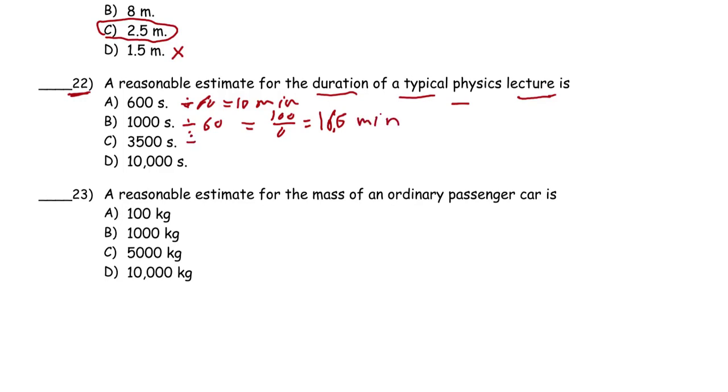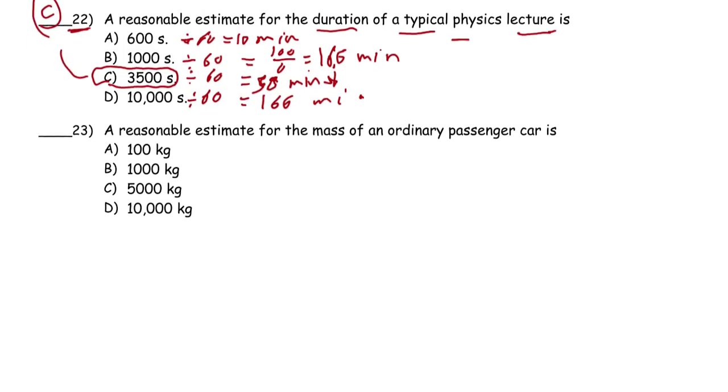Divide 3500 over 60. It is approximately 300, 500 over 60. It gives you about 58 minutes. It's a good time. About an hour, right? Let's try letter D. Divided by 60, it's about 166 minutes, too much. So the answer is letter C.